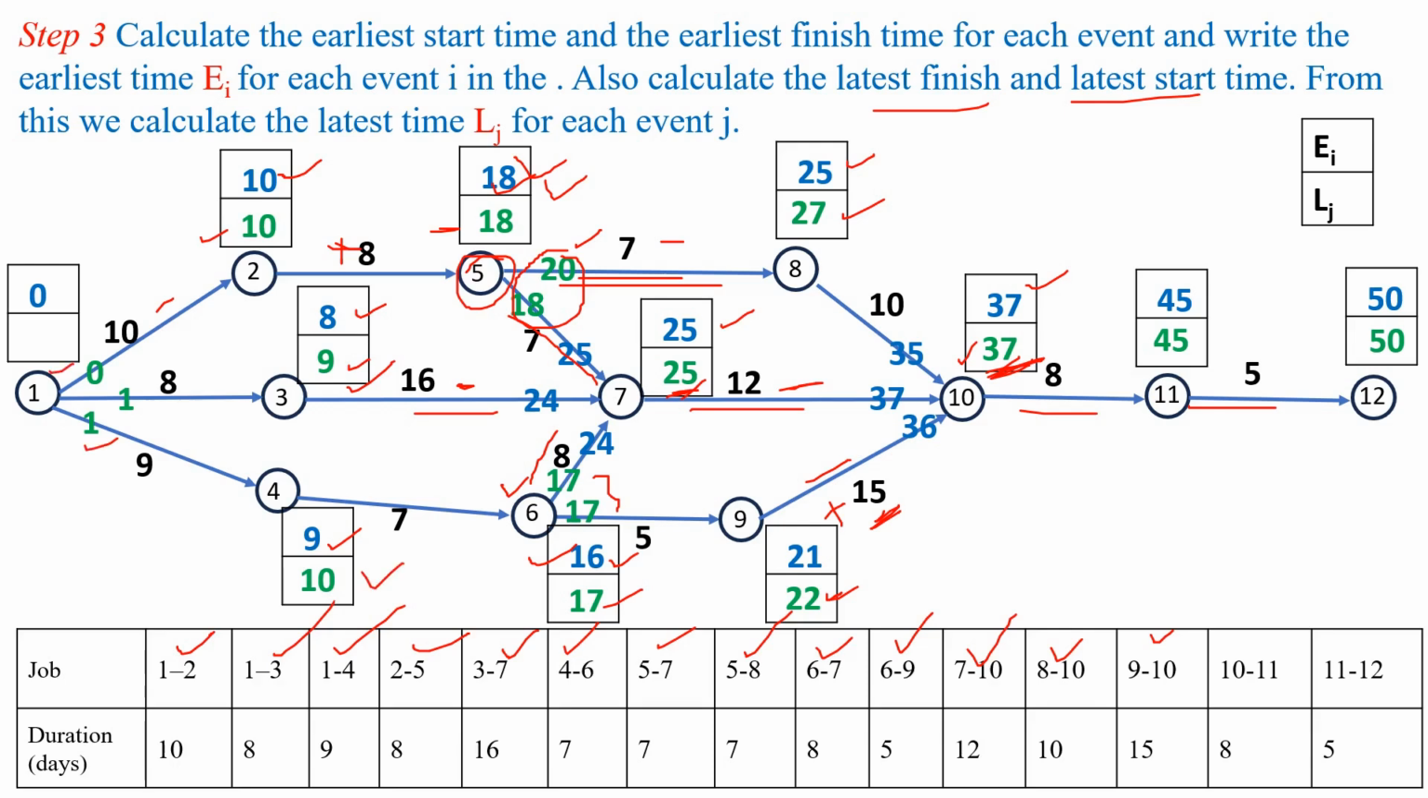Here event 1 is also a burst event for the activities 1 to 2, 1 to 3 and 1 to 4. So here we have to consider the latest start time as the minimum value among these three values, that is 0.